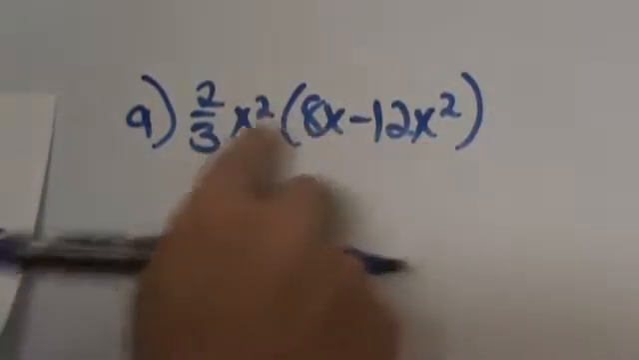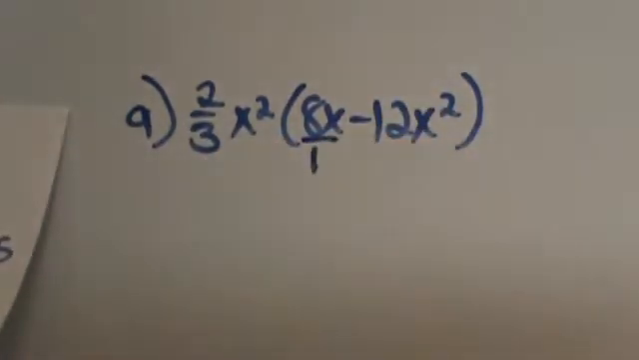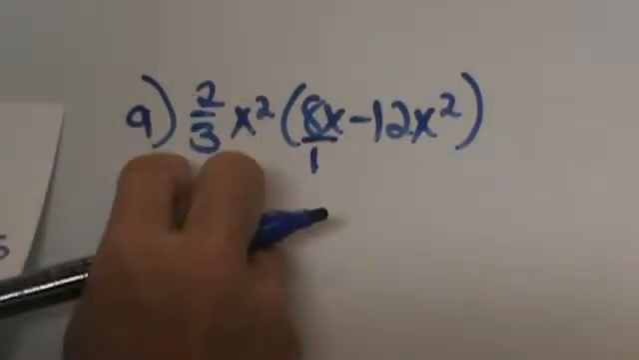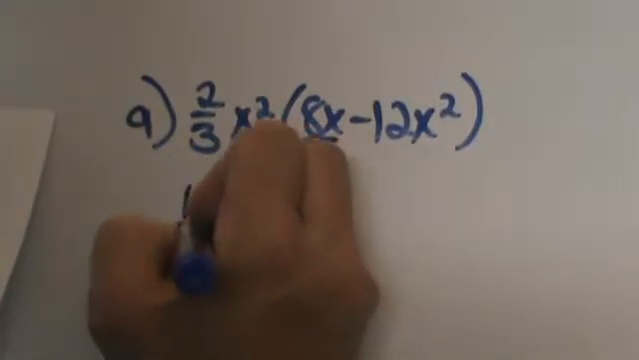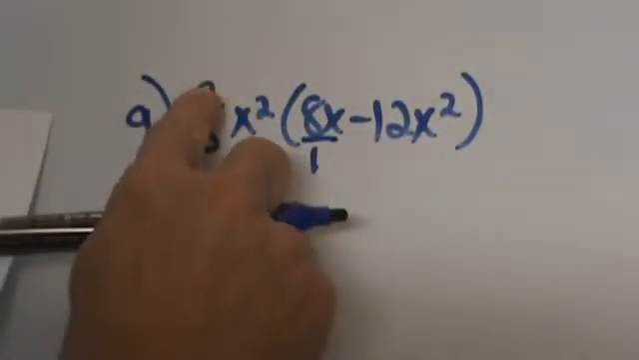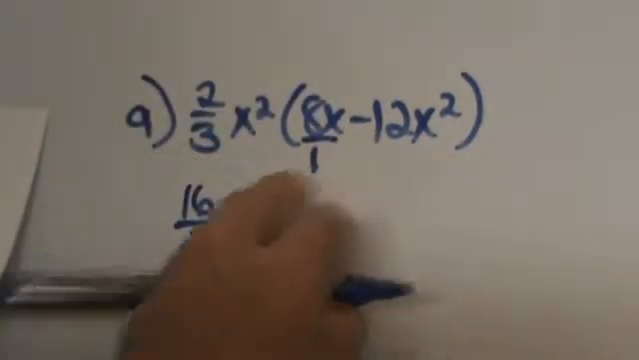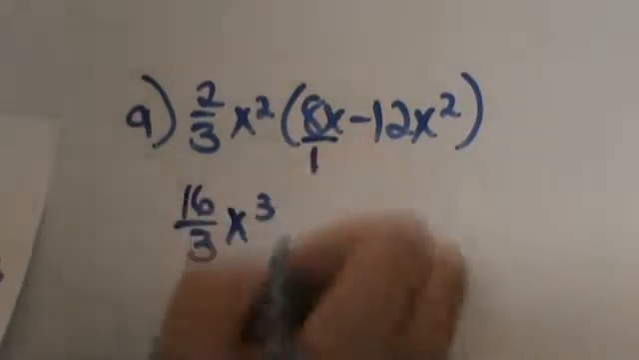All we need to do is just distribute. But let's look at the fraction. When you multiply by a fraction, stick a 1 under your whole number. Okay? So we're going to have 2 thirds times 8 over 1. That's going to give me 16 thirds. Because, right, 2 times 8 is 16, 3 times 1 is 3. You just multiply the top and the bottom. And then x squared times x gives me x cubed.